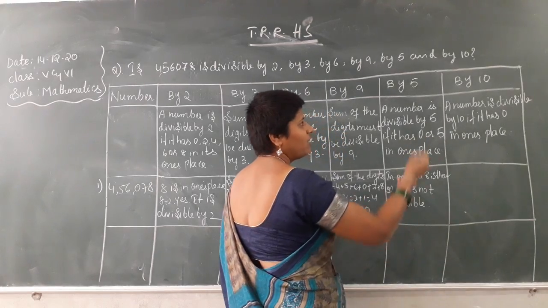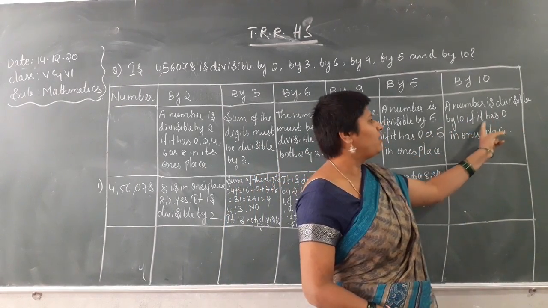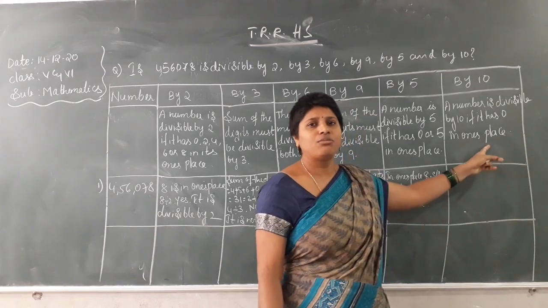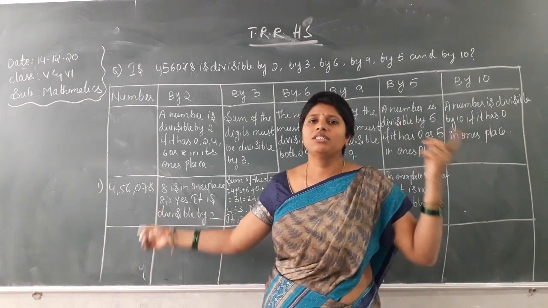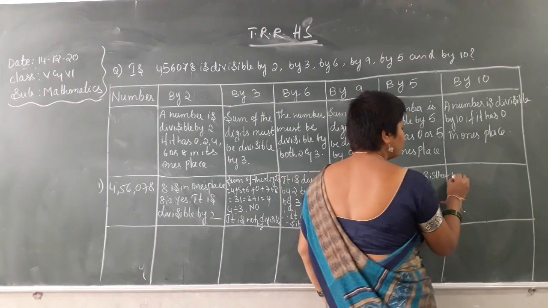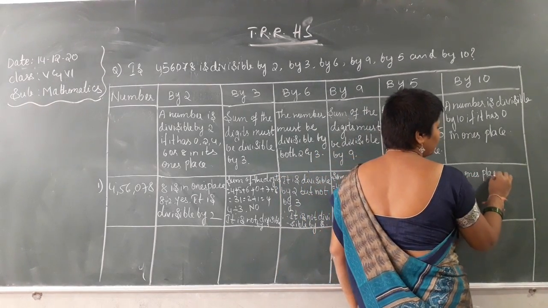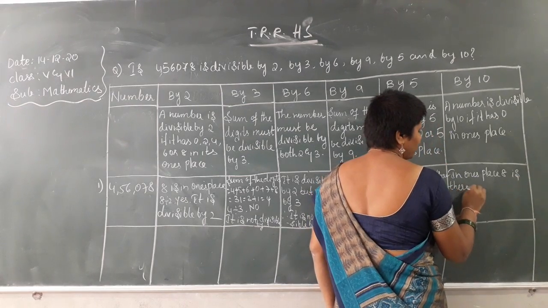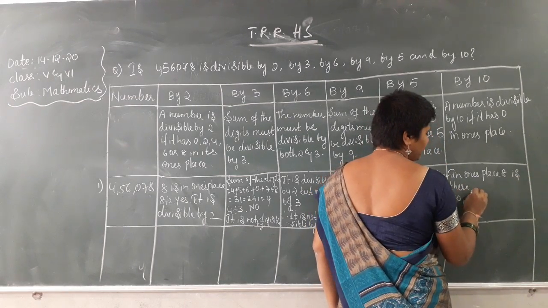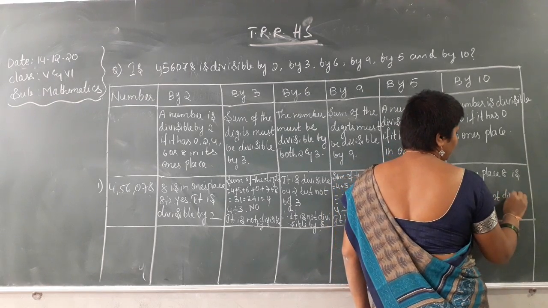Okay. Similarly for 10 also. What should be there? A number is divisible by 10 if it has 0 in the ones place. 0 must be there. But what is there in the ones place? 8 is there. So same as before. In the ones place 8 is there, so it is not divisible.